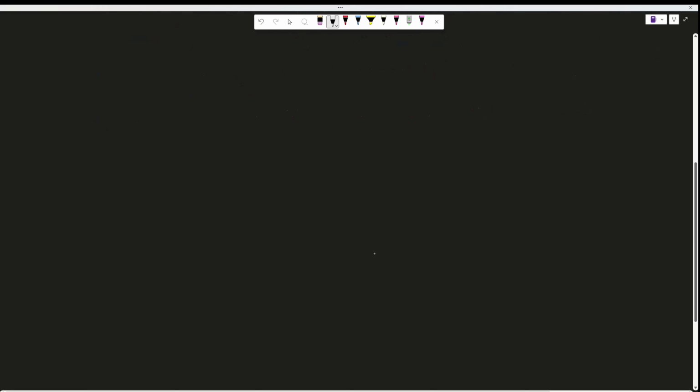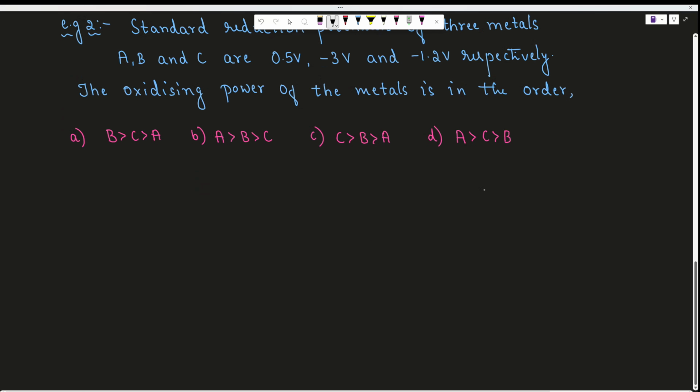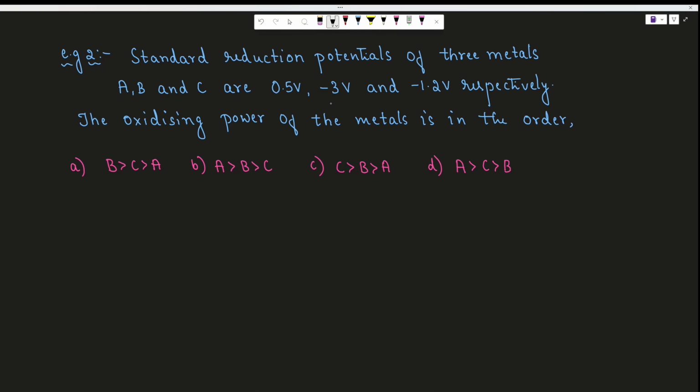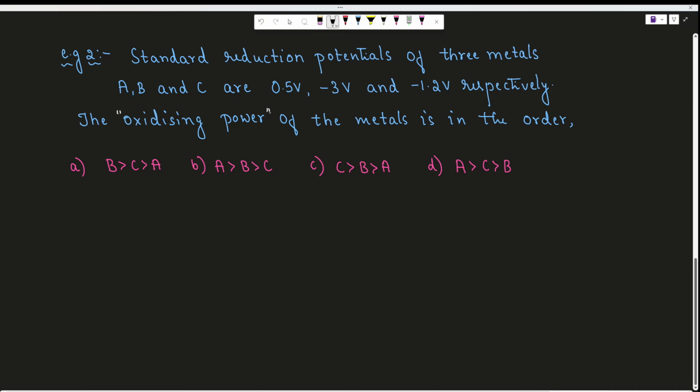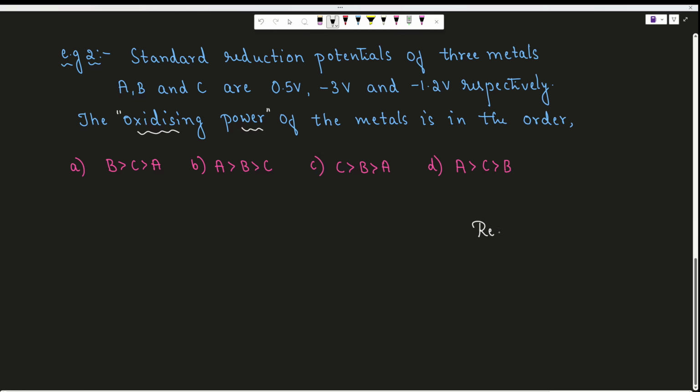One more example let us take. Here standard reduction potentials of three elements are given: 0.5, minus 3 and minus 1.2 volt. Here they are asking the oxidizing power. Now you know that when they ask oxidizing power, you have to see the order of reduction.